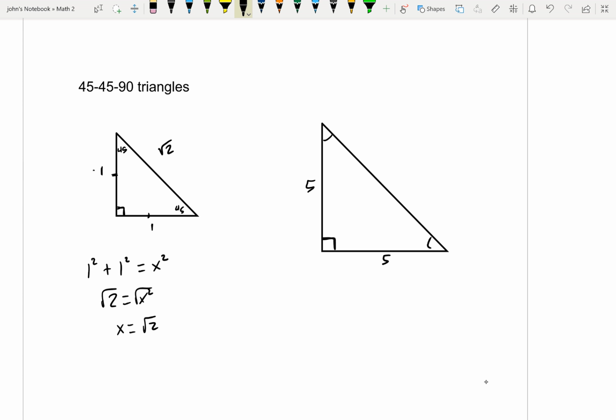So if this side is 1, 1, and that side's the square root of 2, or you could say it's 1 times the square root of 2, then if this side is 5 and this side is 5, that means the hypotenuse has to be 5 square roots of 2. So now for any size triangle, as long as it's a 45, 45, 90, if I know one side, I can find all the other sides.